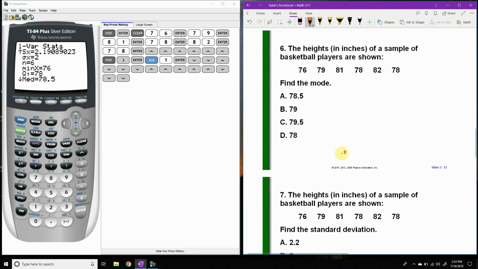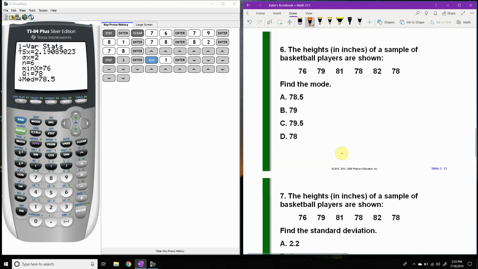Number 6, the heights. Again, find the mode. Well, the mode is one thing that the calculator does not output for us. So this is usually something you have to find by inspection. It's just the data value that appears most often. So the height here that reoccurs is 78, so it's got to be D.